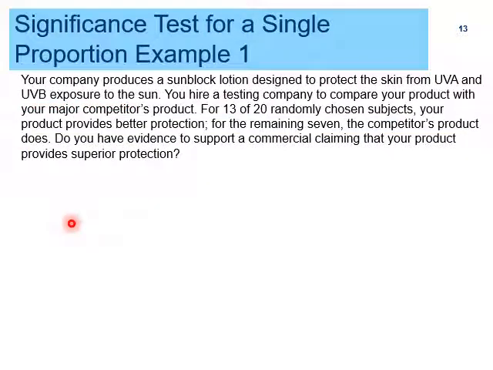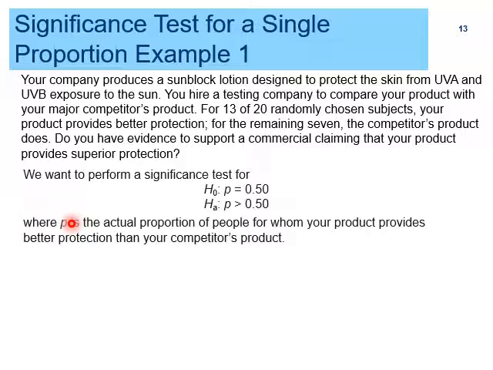So here is an example, and it's stating that your company produces a sunblock lotion designed to protect the skin from UVA and UVB exposure to the sun. You hire a testing company to compare a product with your major competitor's product. For 13 of 20 randomly chosen subjects, your product provides better protection. For the remaining 7, the competitor's product does. Do you have evidence to support a commercial claiming that your product provides superior protection? So we want to perform that.